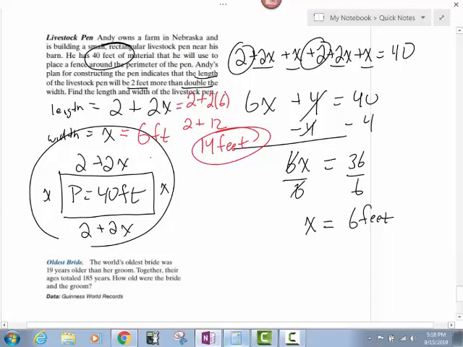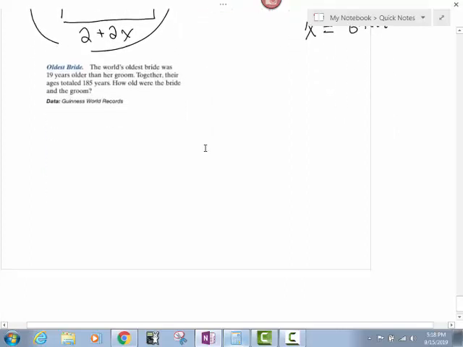All right. Last problem here, guys, says the world's oldest bride. You may not have this one in your notes because I just added it in. Don't worry about reprinting everything. Just kind of follow along here. But it says, the world's oldest bride was 19 years older than her groom. Together, their ages totaled 185 years. How old were the bride and the groom? I don't know, but I bet you we can figure it out.